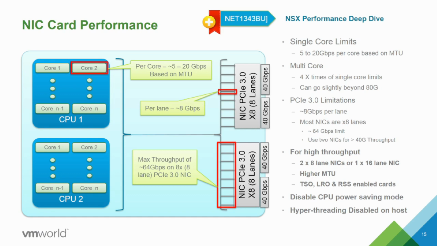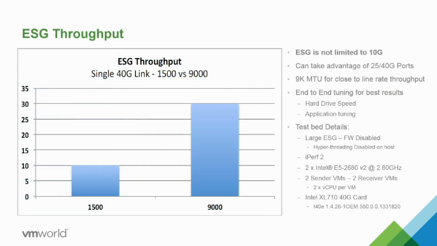So there is a performance session. You can look at it. It's NET1536BE. What is that number? 1343BU. That is done in the US. You can listen to those performance considerations in detail. This is a classical throughput that I describe and I tell you.